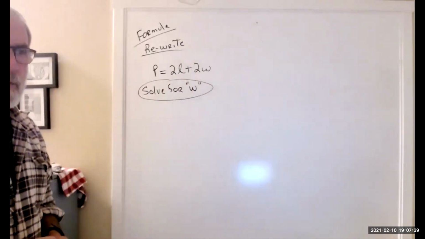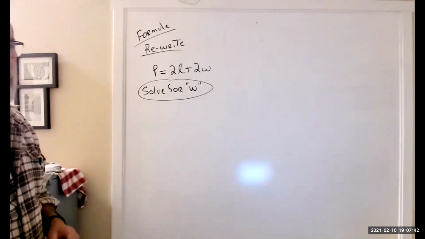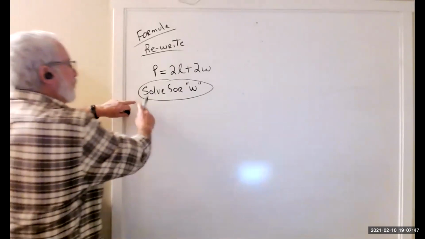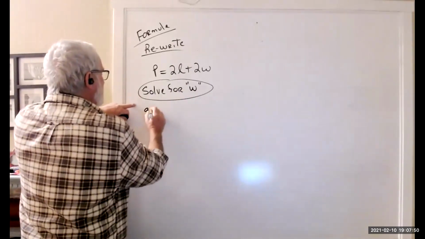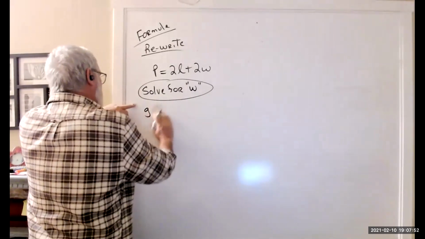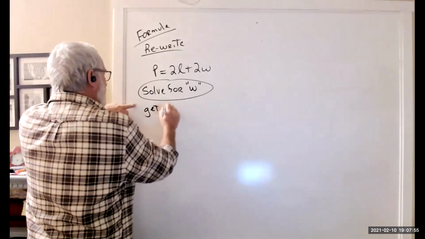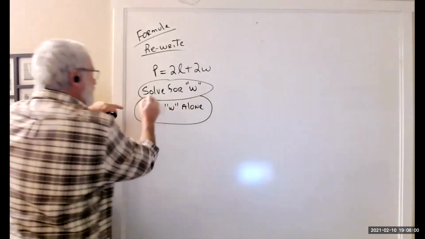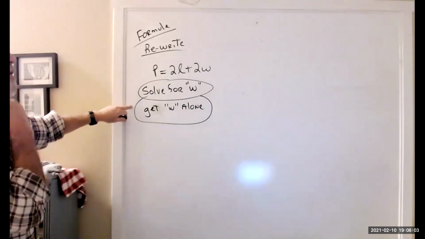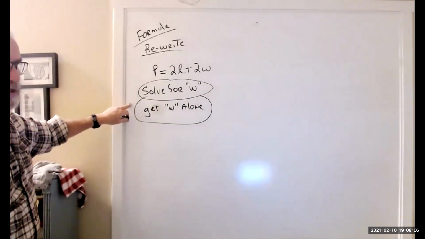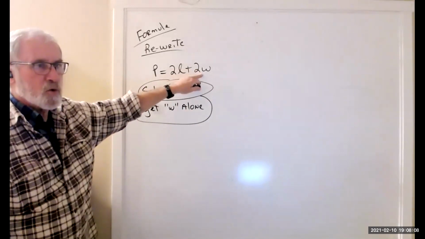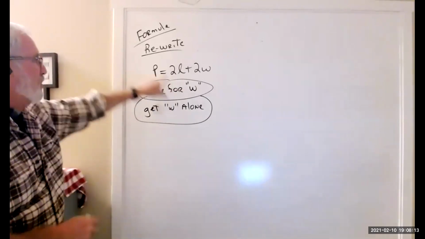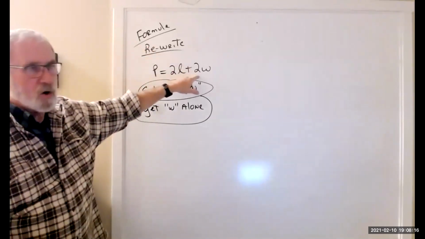Solve for W. Well, the first thing we have to understand is, what does that mean? When we say solve for W, we mean get W alone. We're really saying use your algebra skills to get the W by itself. So you're going to move everybody and their mother over to the other side and have W all by itself.